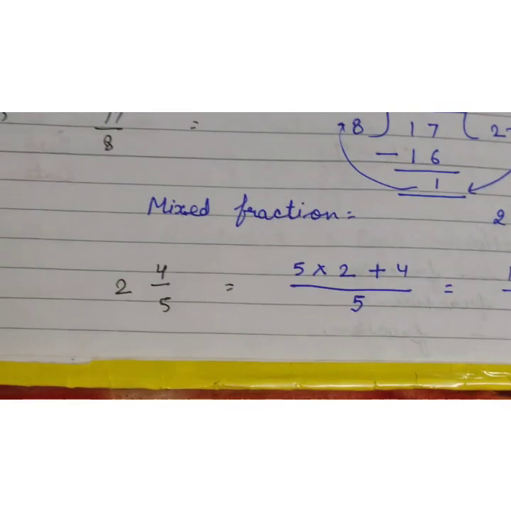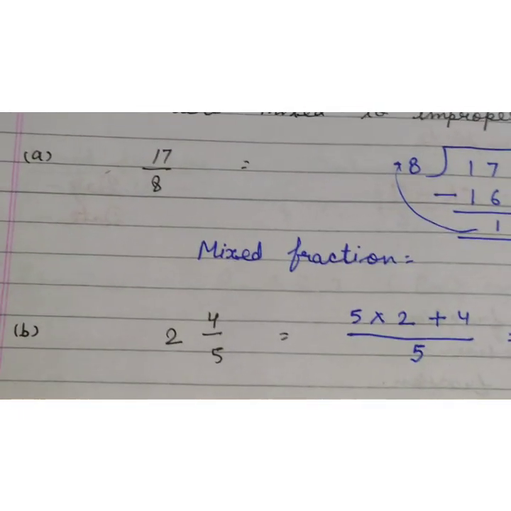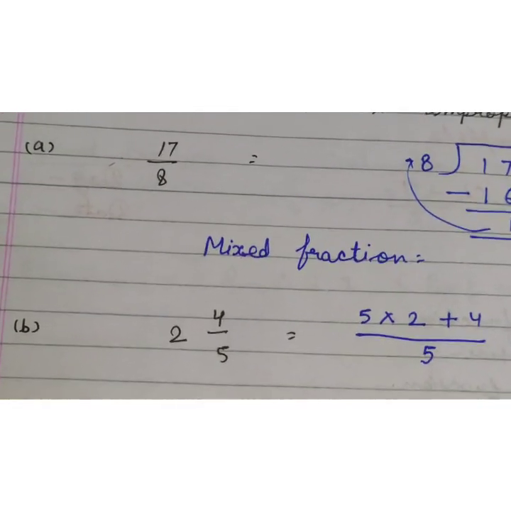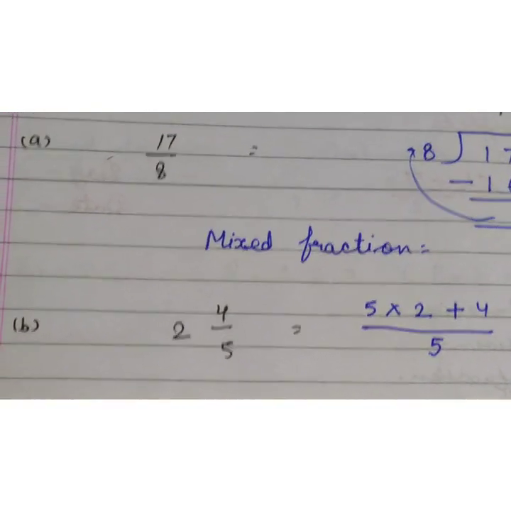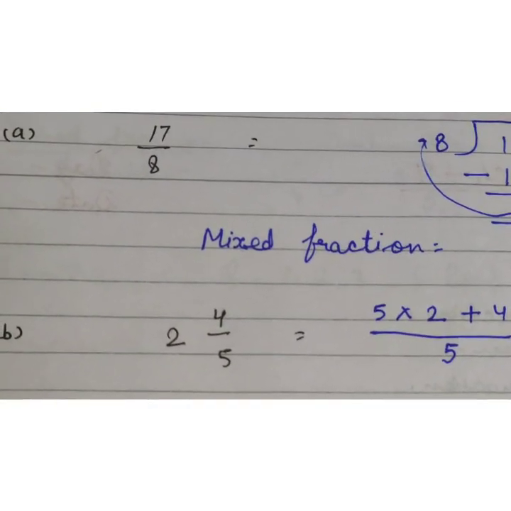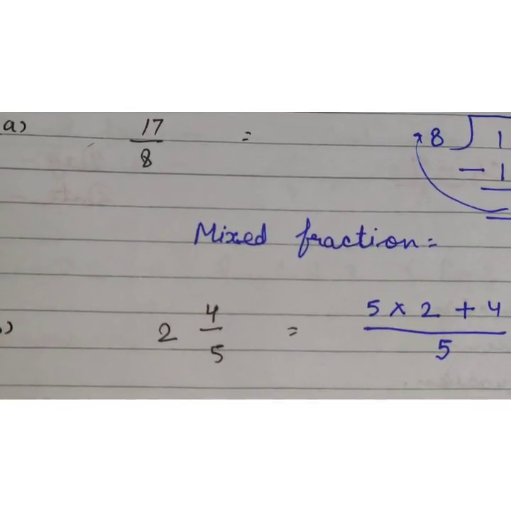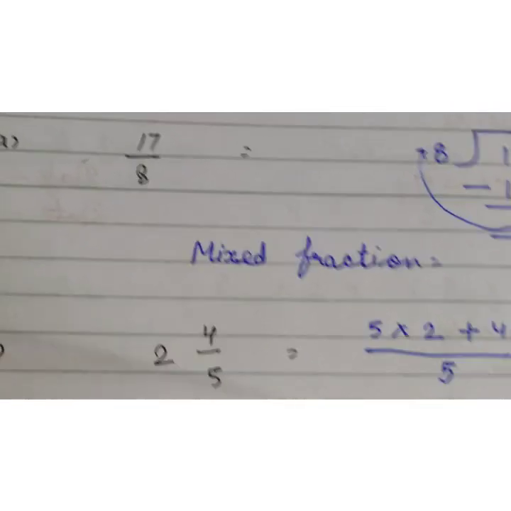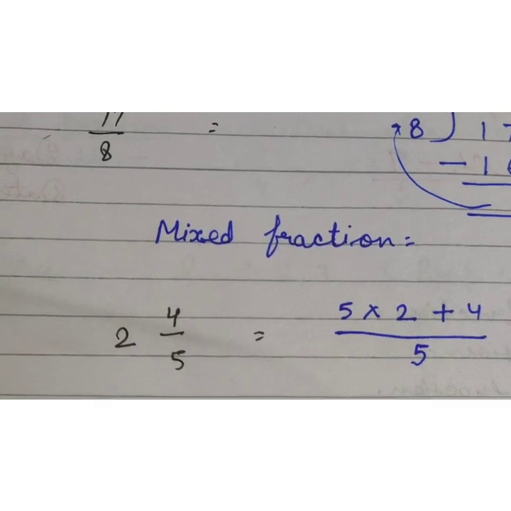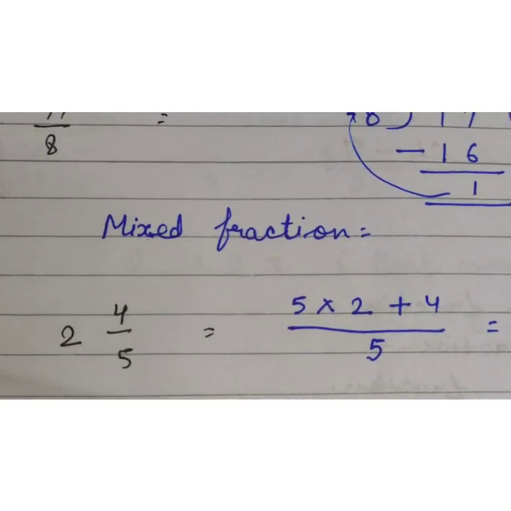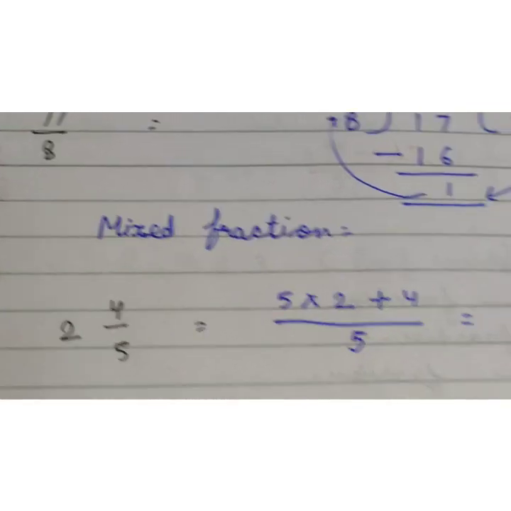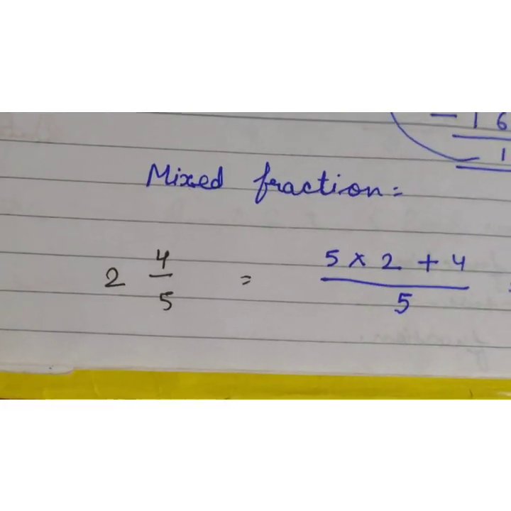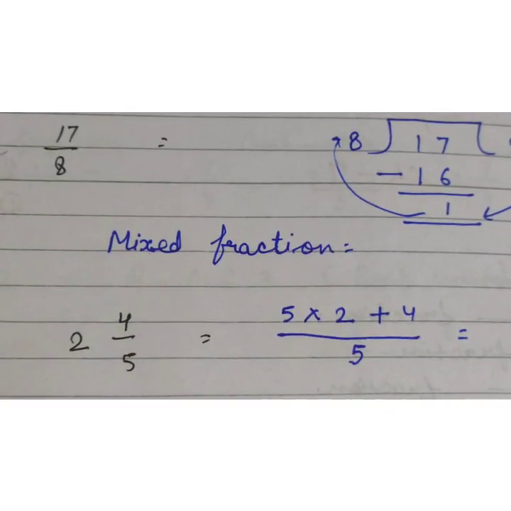Now we will move to the next question, that is B part, 2 whole 4 upon 5. Firstly, you can see this is a mixed fraction. Here you have to convert it into improper fraction. I already told you, firstly you have to multiply denominator by whole. The denominator is 5 here, so 5 multiplied by 2. Then you have to add numerator. 5 twos are 10, then plus 4, 10 plus 4 is 14. That's why I have written 14 upon 5. The denominator will be the same. Firstly you have to multiply, then you have to add.